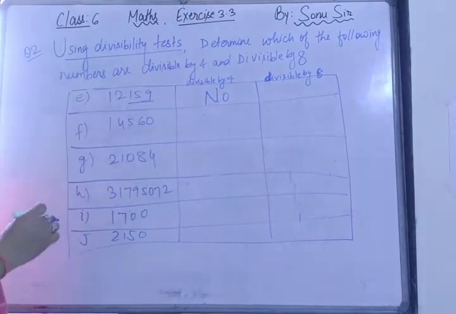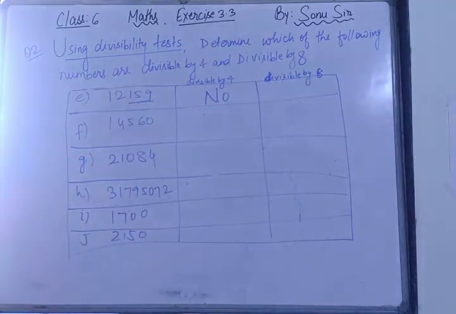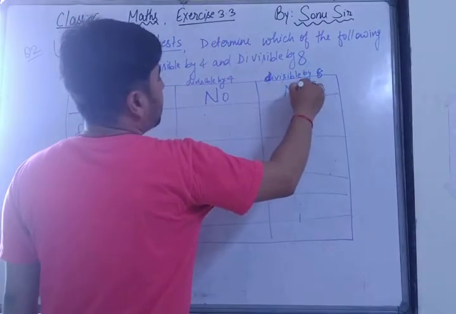Now what about 8? The last 3 digits must be divisible. 8 1s are 8, 79. 8 9s are 72. 7 will be the remainder. So this number is not divisible by 8 also.